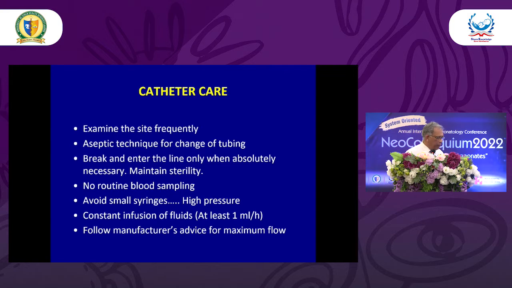No routine blood sampling. Small syringes need to be avoided because they generate very high pressure. A constant infusion must be maintained, because if you do not maintain a continuous flow of fluid in a long line, there is a high probability that the blood will come in and clot, and once it clots inside a long line, whatever you do, it's not going to work. You have to take off the line, and lines are precious. Maximum flow limit is maintained according to the manufacturer's advice.